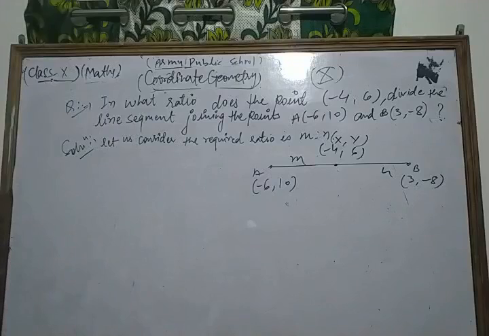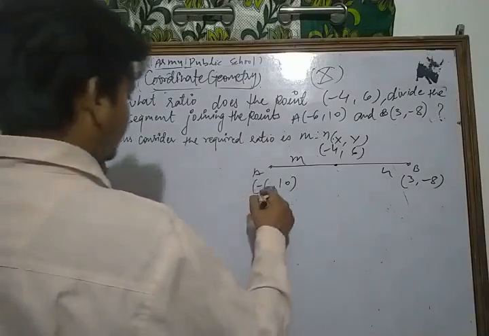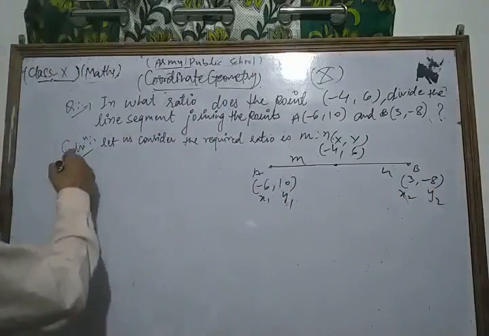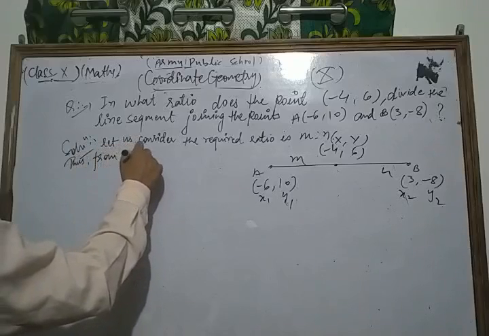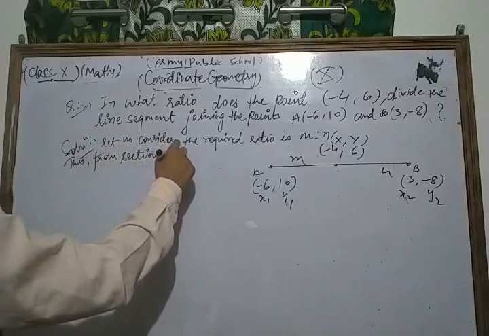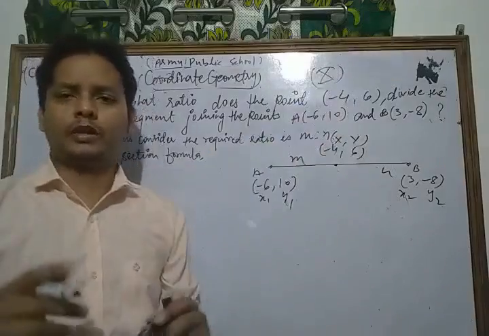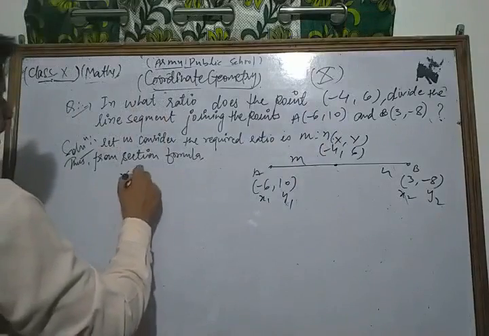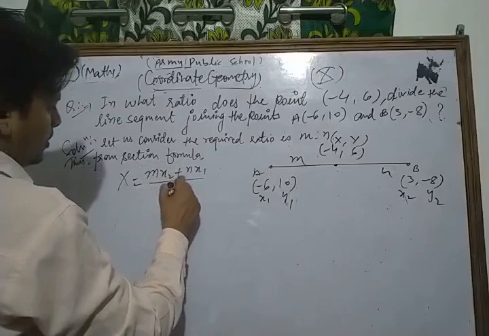Okay, dear friends. Now we apply the section formula. So here this is x1, y1, this is x2, y2. Thus from the section formula, we can take x or y, as you wish. Okay, now we take x. So X is equal to (m x2 + n x1) upon (m + n).